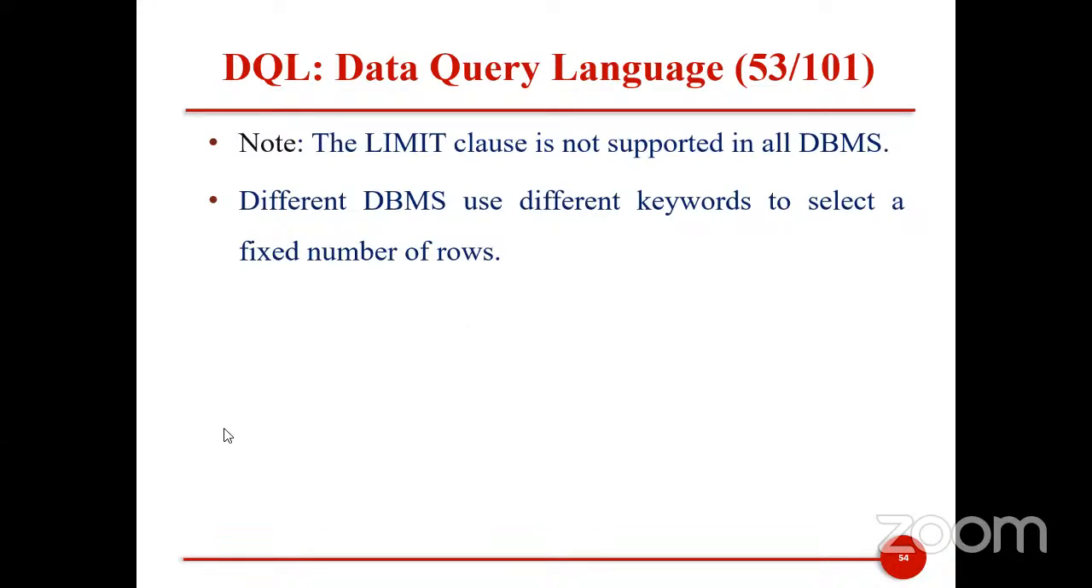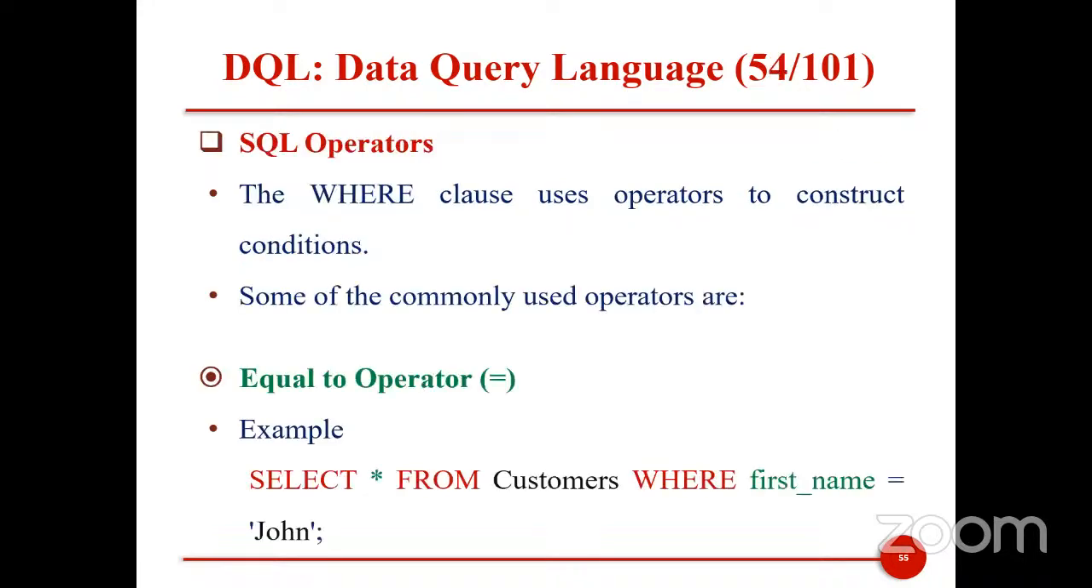Okay, let us start from operators. Basically, there are many operators that we're going to use. We can decide to use equals to, assuming that you want to pick some records that belong to a particular person. That's when you can use the equal sign. For example, the where clause uses operators to construct conditions. Some of the most commonly used operators are equals to.